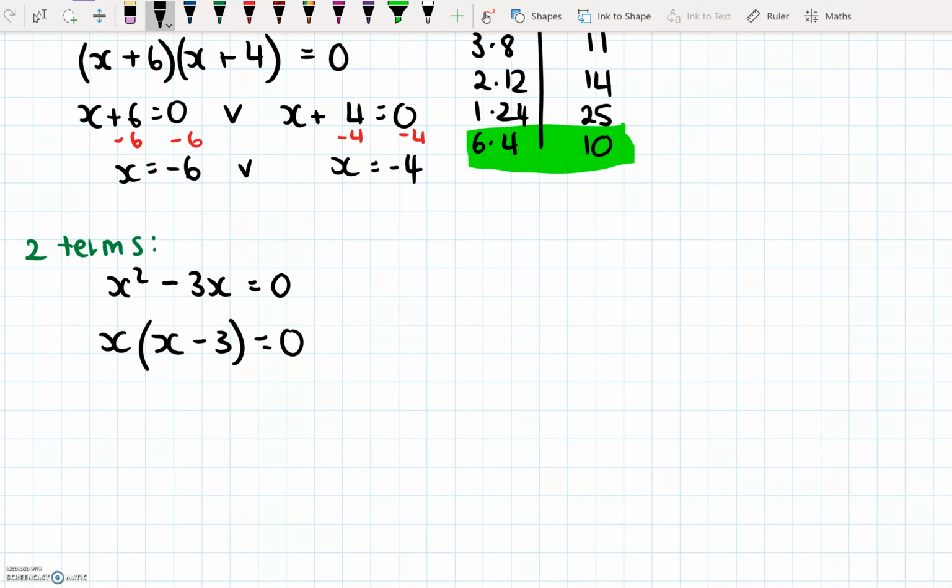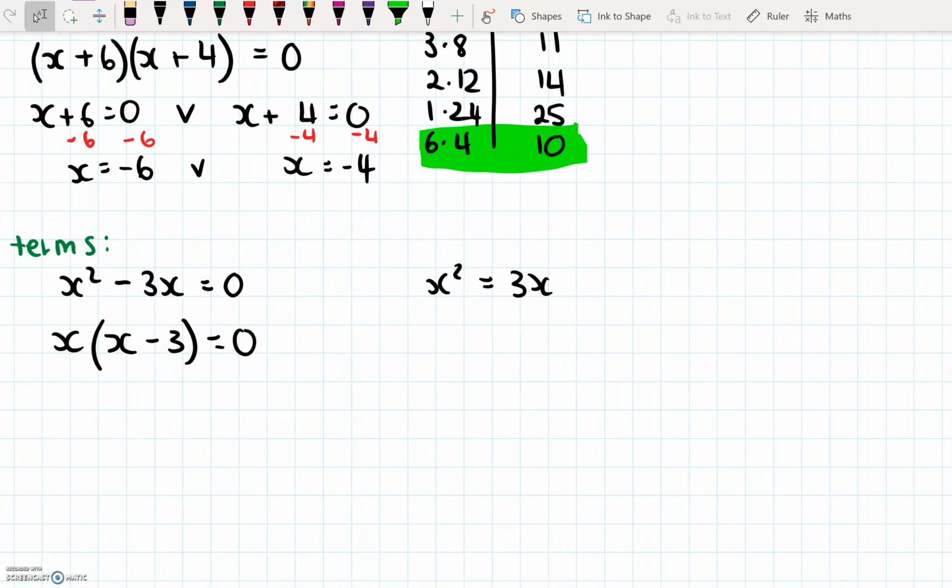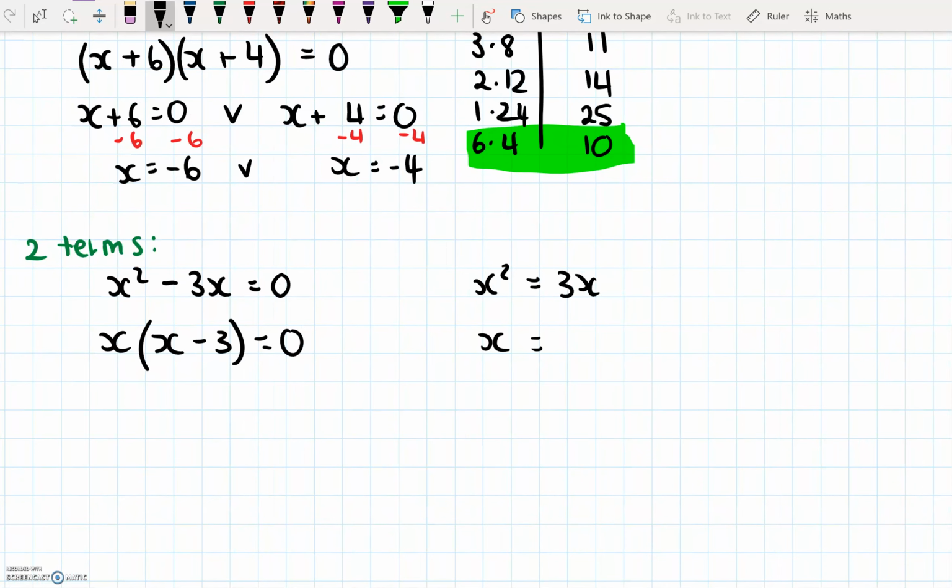The other thing they like to try and do is they'll go, well, x squared equals 3x, and then I can divide by x, and I get x equals 3. So this is what some people do. They go, I'm going to divide by x, then I can cancel, and I get x equals 3. This is not correct. Don't do this, and I'll show you why.